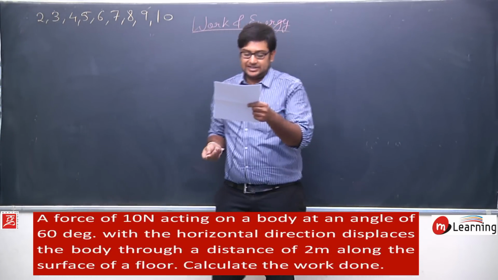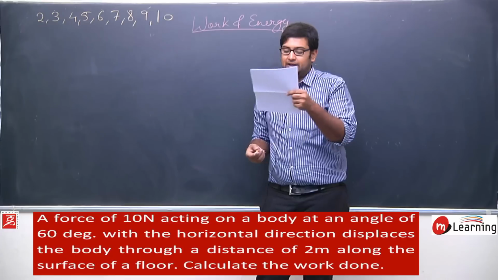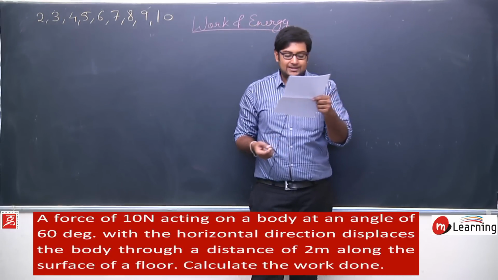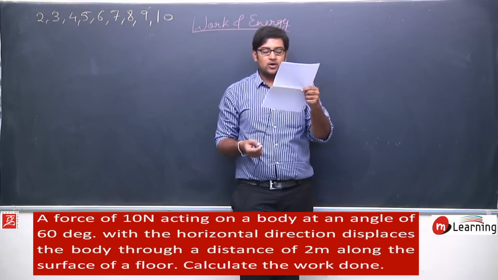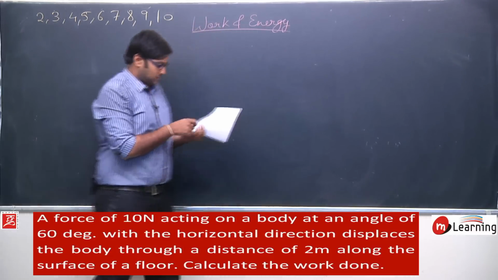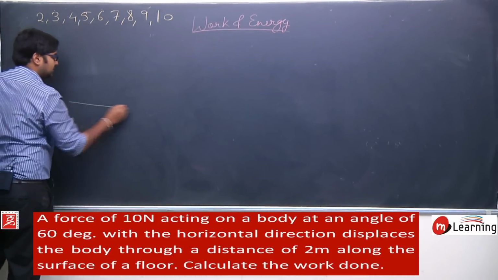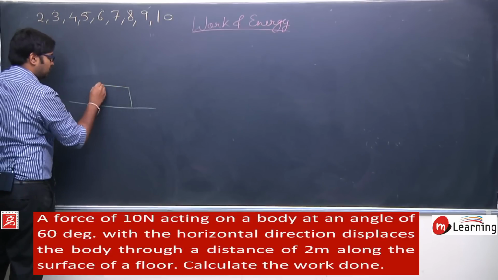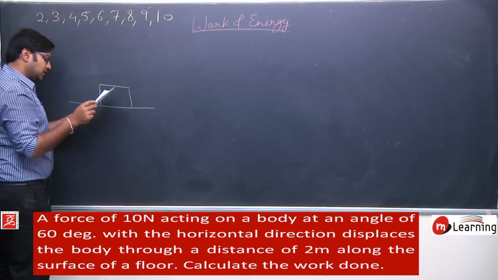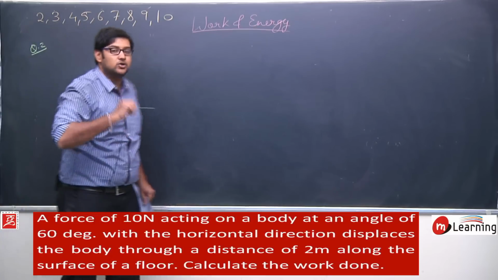Now let's see question number 2. It says a force of 10 Newton acting on a body at an angle of 60 degrees with the horizontal direction displaces the body through a distance of 2 meters along the floor. Then calculate the work done. So in this question, what is given is that there is a body on the ground, and on this body there is a force of 10 Newton which is at an angle of 60 degrees with the horizontal.